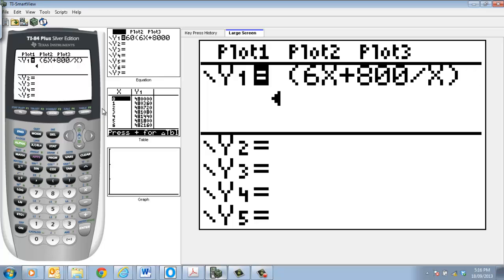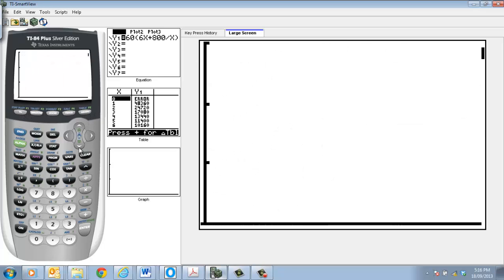Now again, once we've got that, just make sure your stat plot is off. Yep, that's good. So we'll just graph it. Now if you've been working on these type of functions, you'll probably find that your calculator will be close to what you're supposed to be doing. In this case mine isn't.